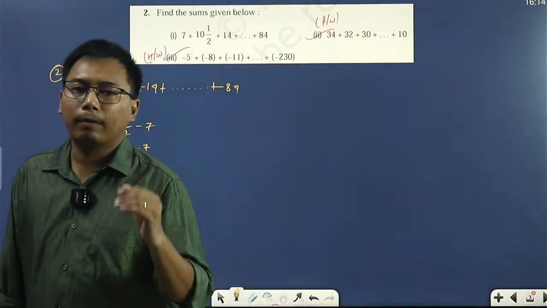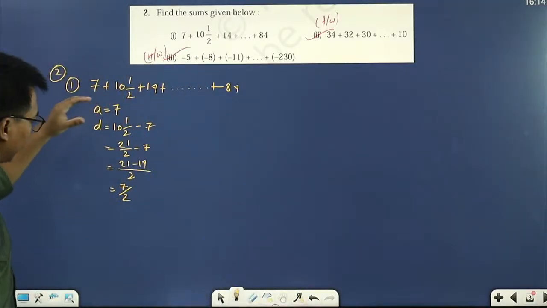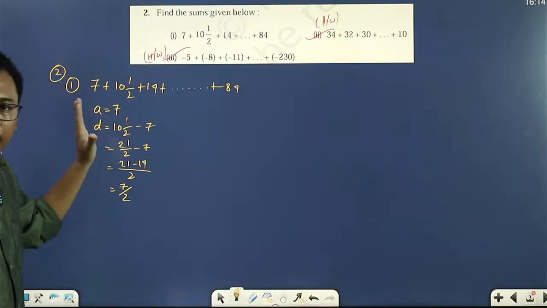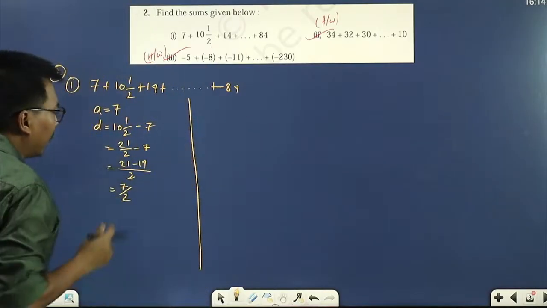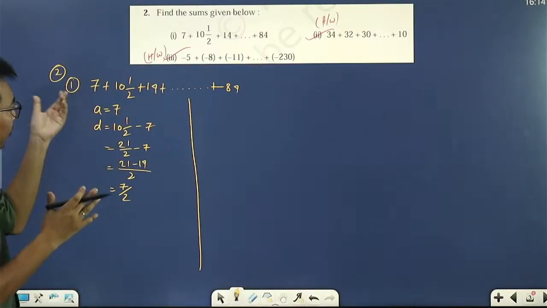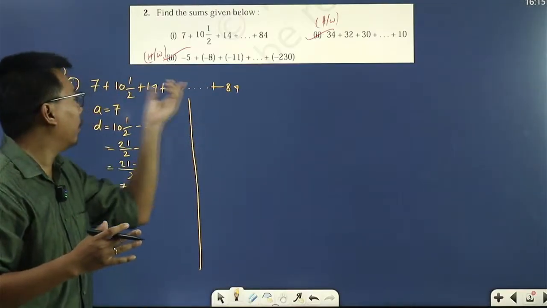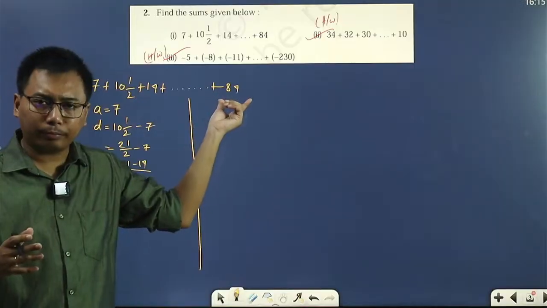First is A, the first term. The first term is 7. The common difference is 7 by 2. Now, the question is asking us to find the sum of this AP starting from 7 up to 84.